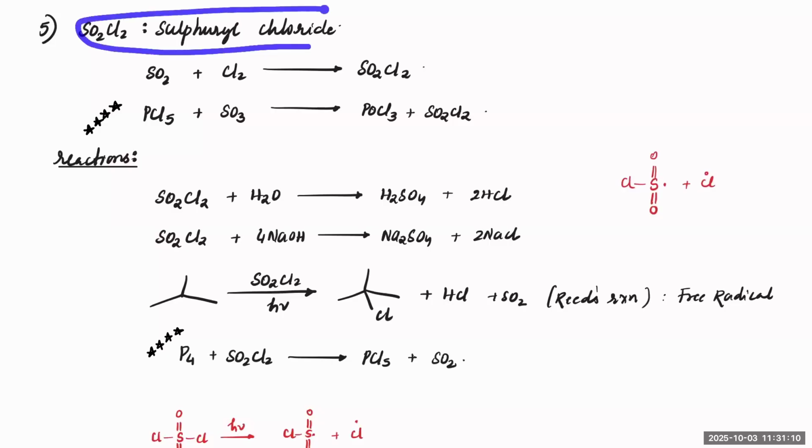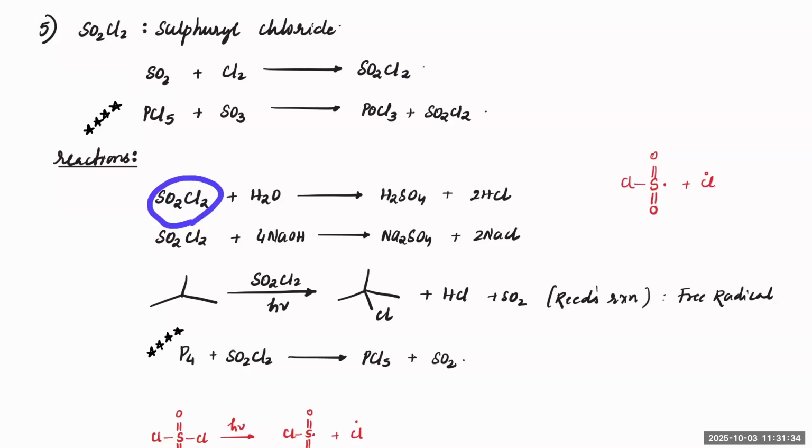Next is sulfuryl chloride. SOCl2 is called thionyl; SO2Cl2 is called sulfuryl. SO2 reacts with Cl2 to form SO2Cl2. PCl5 with SO3 will also become POCl3 and SO2Cl2. Now, SO2Cl2 plus H2O will make H2SO4 plus 2HCl. And SO2Cl2 plus 4 moles of NaOH will give you Na2SO4 plus 2NaCl.